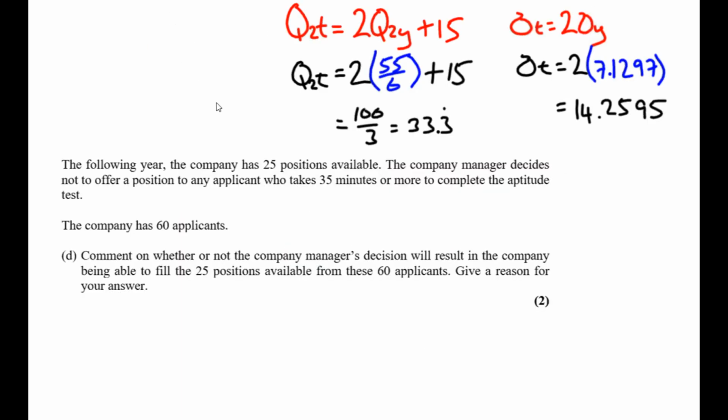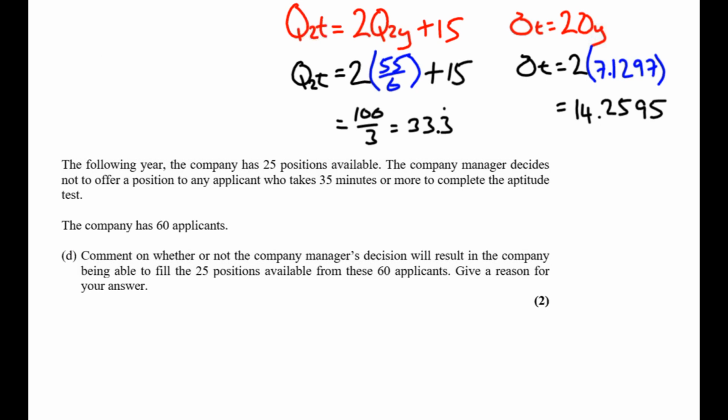Okay, so the following year, the company has 25 positions available. The company manager decides not to offer a position to any applicant who takes 35 minutes or more to complete the aptitude test. The company has 60 applicants. Comment on whether or not the company manager's decision will result in the company being able to fill the 25 positions available from these 60 applicants. Give a reason for your answer.